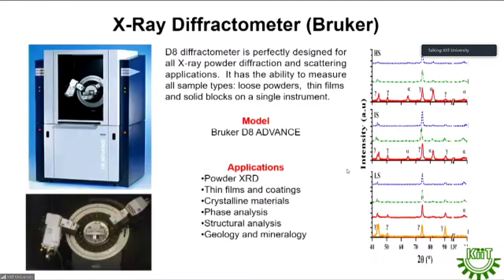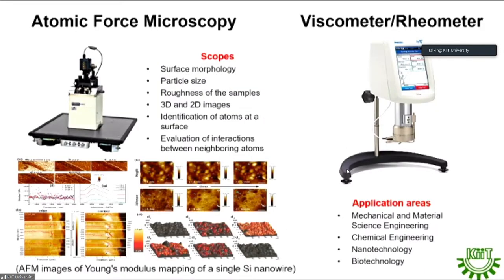With material testing, process simulation can be carried out with these instruments. So we have X-ray diffractometer, which is especially designed for all X-ray powder diffraction and scattering applications. So you can conduct a lot of R&D projects and innovation activities with respect to powder XRD techniques, with respect to thin films and coatings research, with respect to crystalline materials, phase analysis, structural analysis, and geology and mineralogy. And we have also atomic force microscope in central research facility, and also the viscometer and rheometer to cater the need of the research of surface morphology, particle size, roughness of the sample, 3D and 2D images, and identification of atoms of a surface, and evaluation of interaction between neighboring atoms.